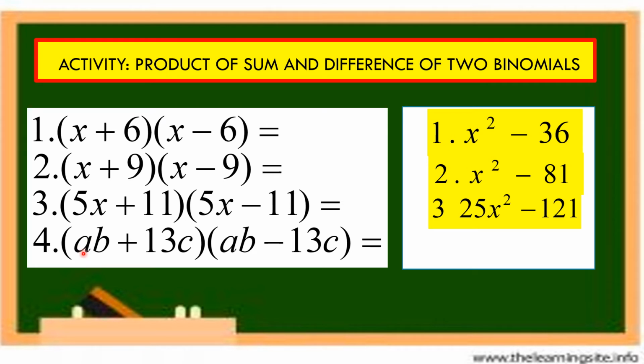We are in the last number. The quantity of ab plus 13c times the quantity of ab minus 13c. ab times ab is a squared b squared. 13c times 13c is 169c squared.